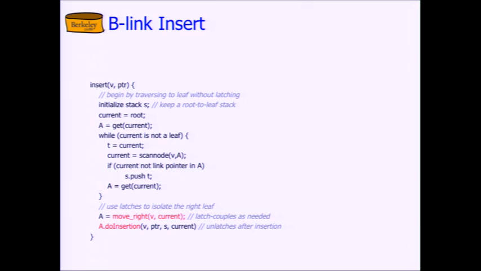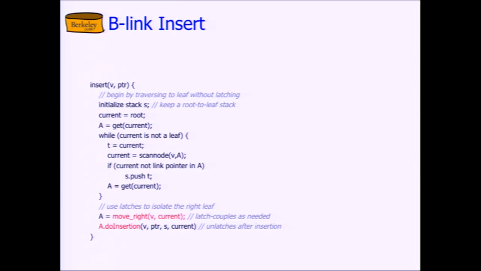Current equals root, copy it into memory so you can look at its pointers. While it's not a leaf, recurse through this little while loop. T equals current. Current equals scan node. That tells you whether to go down or right. If current is not the link pointer in A, then push T onto the stack S. So basically, you're going to ask scan node where to go next, and if it says down, then this node is going to be on the stack. So the stack is going to give you a root to leaf path with no right pointers to the appropriate leaf.